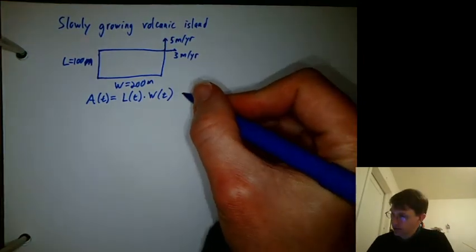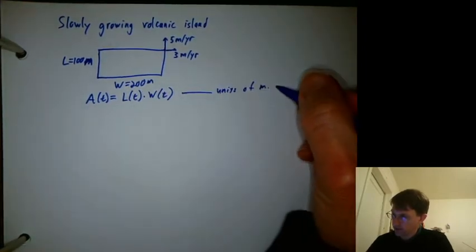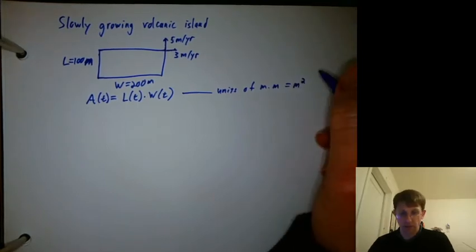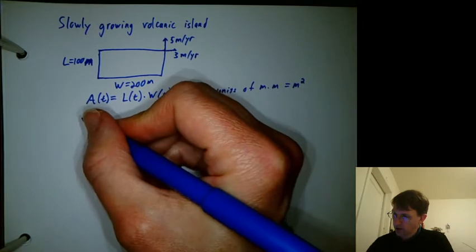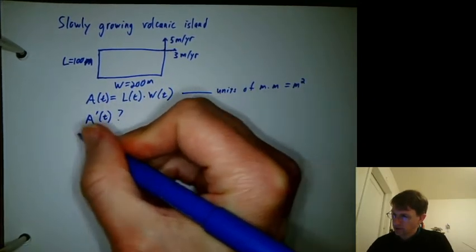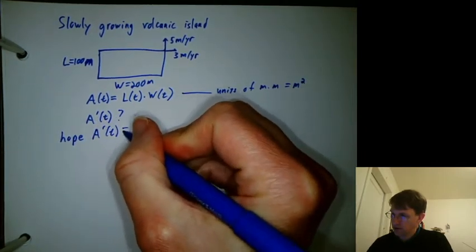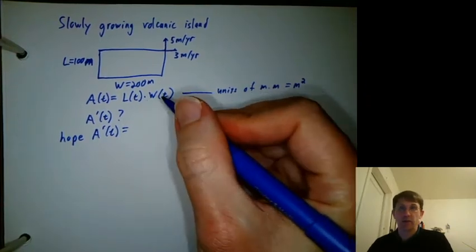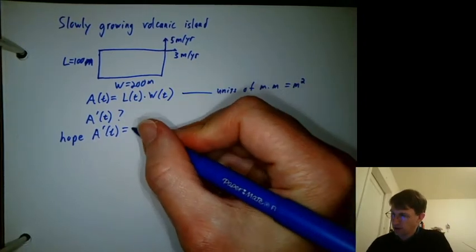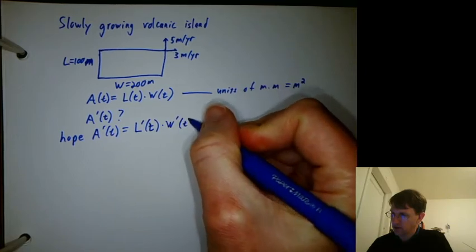And what are the units of that? Well, length is in meters, width is in meters, so it would be square meters. Makes sense for an area. What about A prime? What's the rate of change of area? Well, just on the previous page, we said we'd hope that A prime of t would be the product of the two derivatives. We know that doesn't work out, but let's look at another reason why it doesn't work out. We said we'd hope that it's L prime of t times W prime of t.